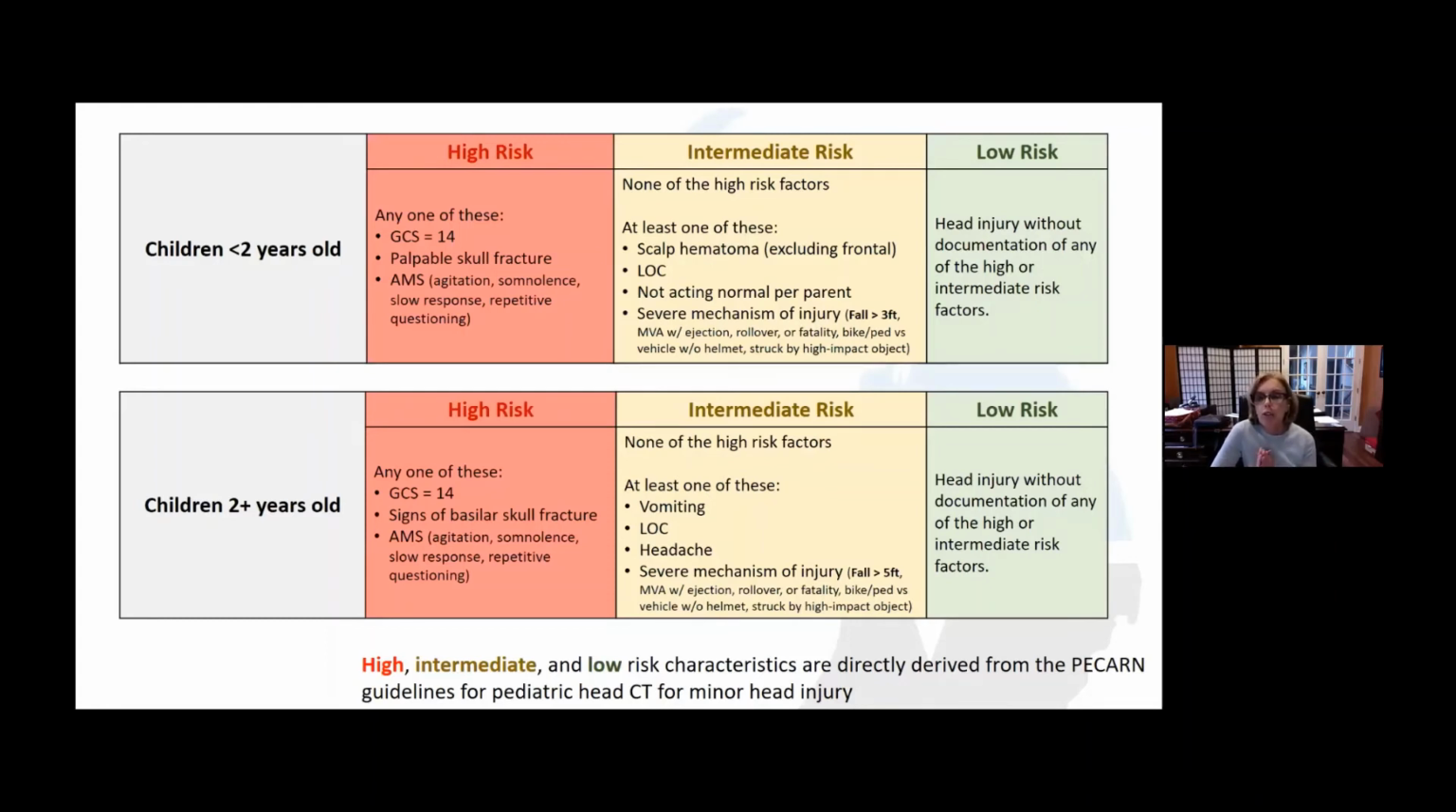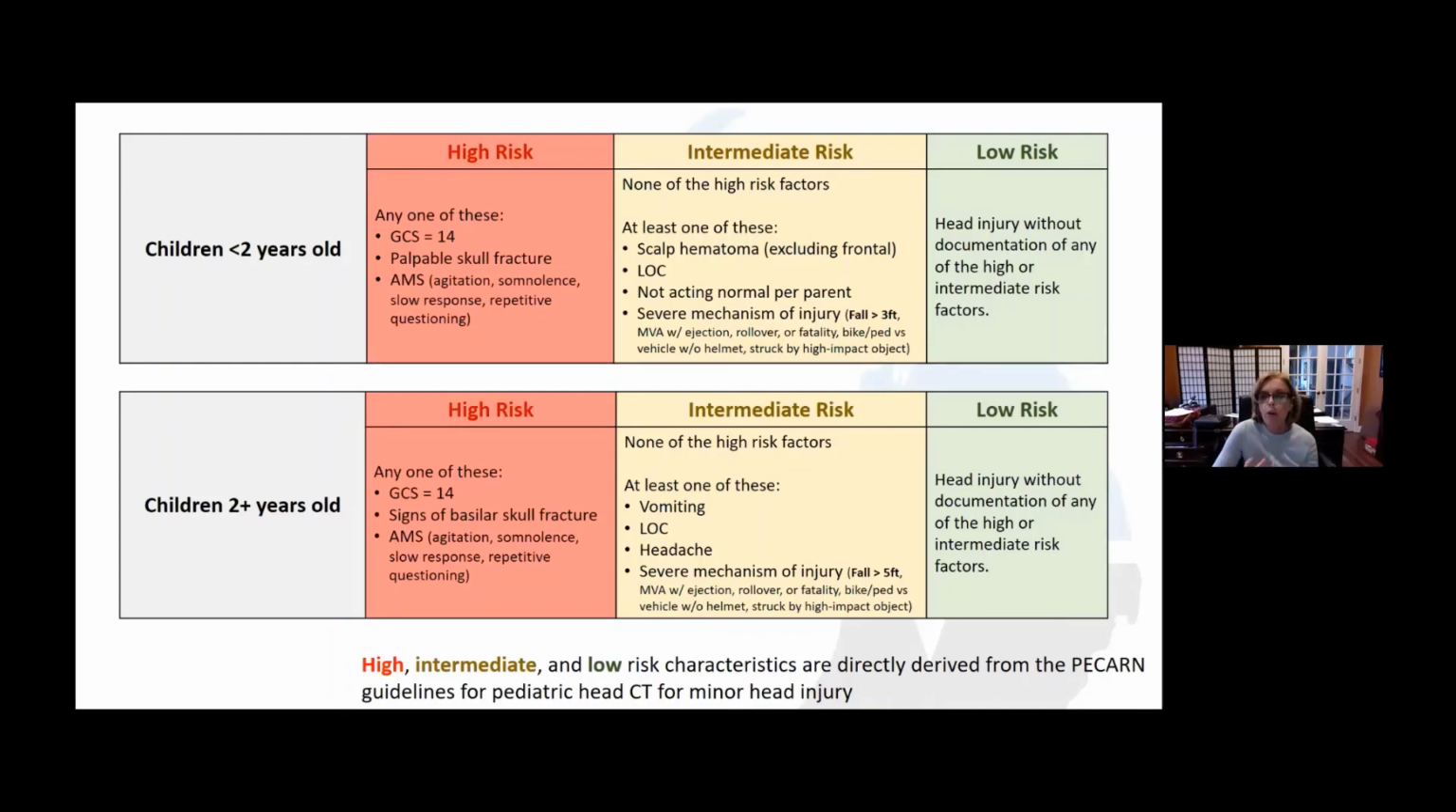The intermediate group, which is the group we're interested in on this call, is really that they don't have any of the high risk factors. And then in kids less than 2, largely who may have difficulty communicating because they're pre-verbal or have limited verbal skills, you're looking for scalp hematoma, excluding a frontal scalp hematoma, loss of consciousness, or not acting right for parent. As providers, we always hear that, she doesn't look that bad, but she's just not acting normally, or history of a severe mechanism of injury. So notice that there is a little difference for kids less than 2, the fall height is 3 feet, whereas in kids older than 2, the fall height is 5 feet. And then you have the typical ejection, rollover, fatality, bike versus pedestrian versus vehicle, without a helmet, or struck by a high impact object.